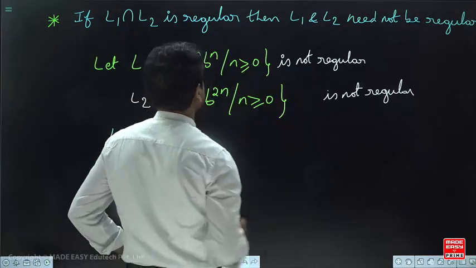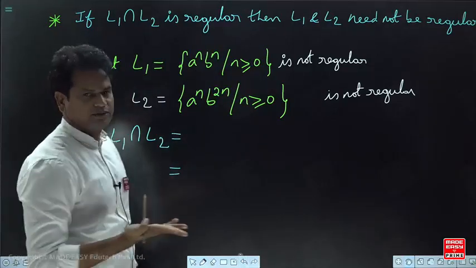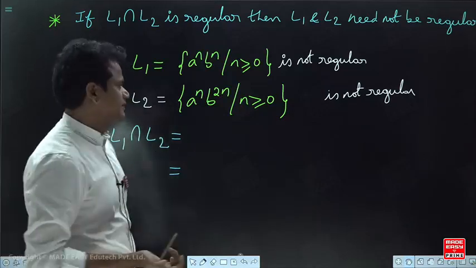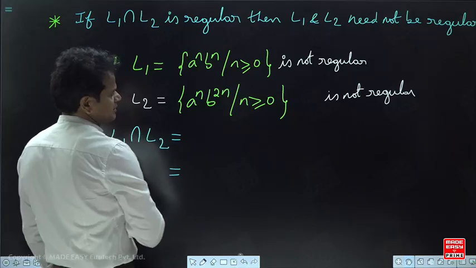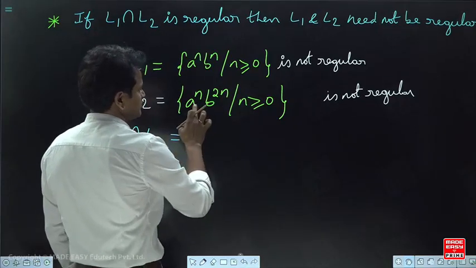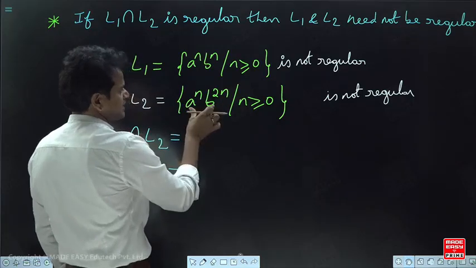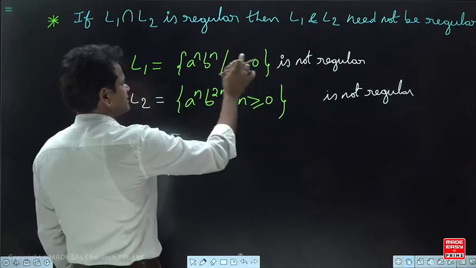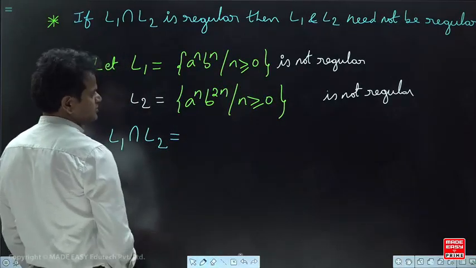Guys, look at this one. Here a power n b power n is not regular, you know very well, because the comparison is infinite. Here also, a's are any number, but b's must be double. If a's are 2, b's are 4; a's are 10, b's are 20; a's are 100, b's must be 200. Comparison infinite, relation infinite, not regular. Guys, what is the intersection of these two?